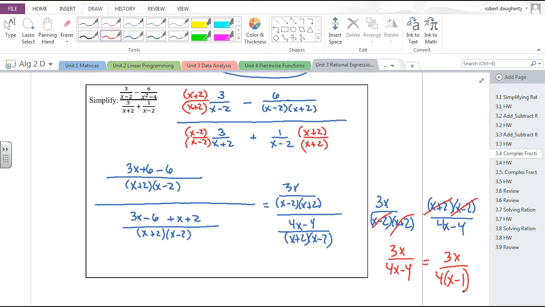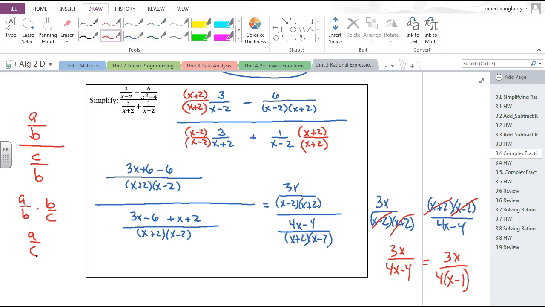Because if you had a over b divided by c over b, okay? This turns into a over b times b over c. That's just a over c. Okay? That's what happened here. I had the same common denominator in both the numerator and denominator of the complex fraction, which made this problem a lot simpler as we went along.